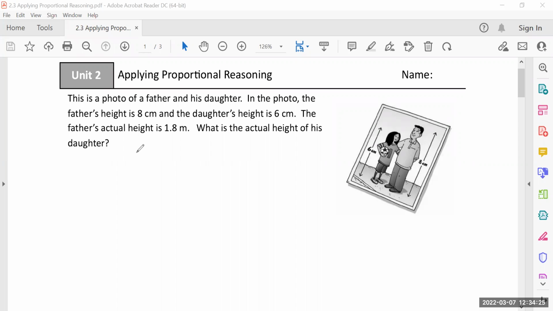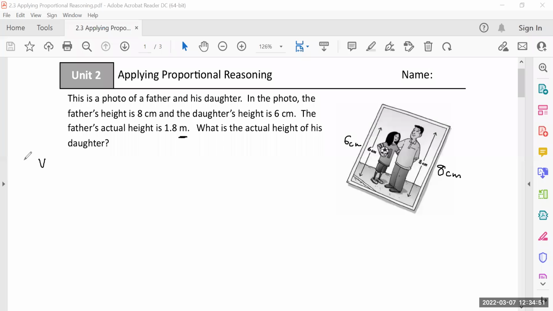In the photo, the father's height is 8 centimeters, as you can see, sort of. I'm not sure if you can see that, but that says 8 centimeters. And the daughter's height is 6 centimeters. The father's actual height is 1.8 meters. What's the actual height of his daughter? So a couple of things I can do. I can set up proportions based on picture versus real life.